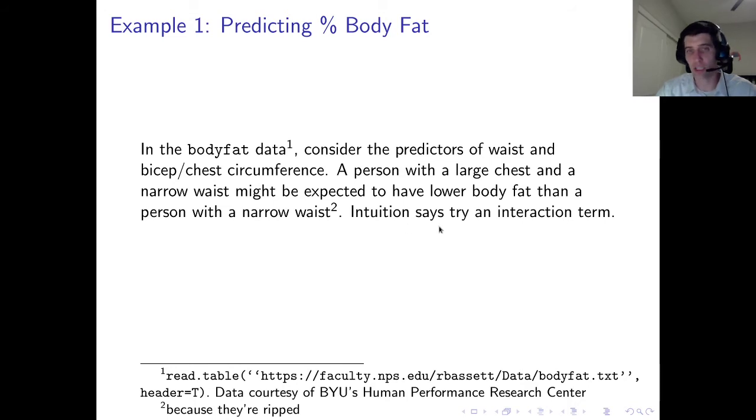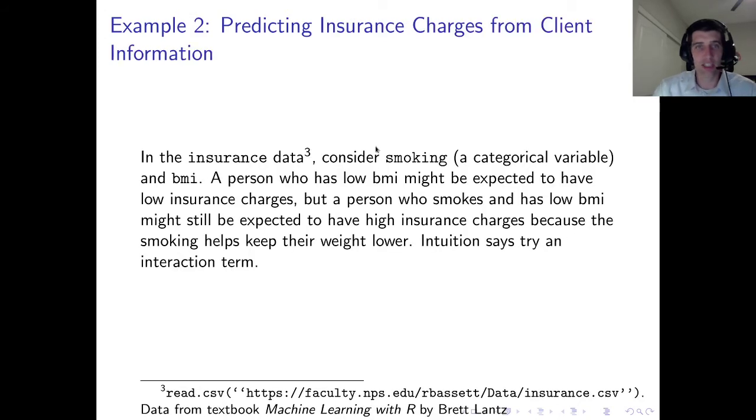Okay, so intuition says I should try an interaction term, and I'll try this in R and test to see if it's useful in just a moment. But let me go first to a second example. The second example is this insurance data set, which I have from the Machine Learning with R textbook.